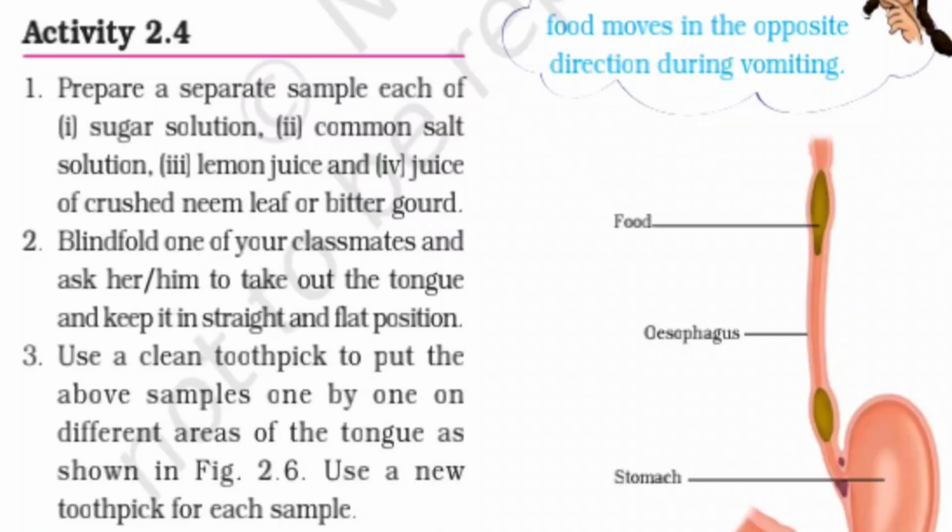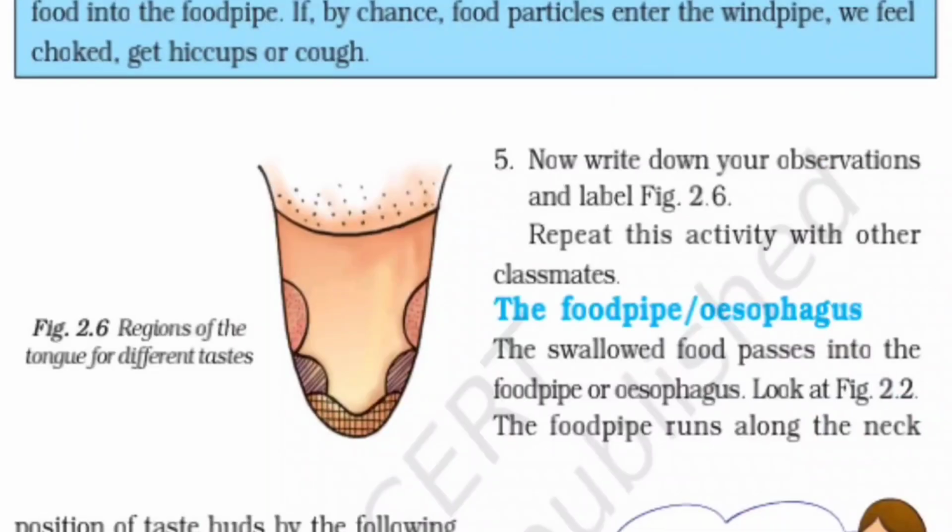Use a new toothpick for each sample. Ask the classmate which area of the tongue could detect the sweet, salty, sour, and bitter substances. Now write down your observations and label. Repeat this activity with other classmates.